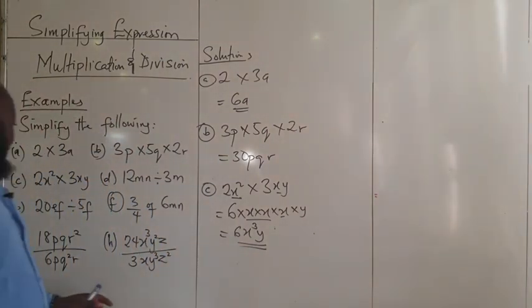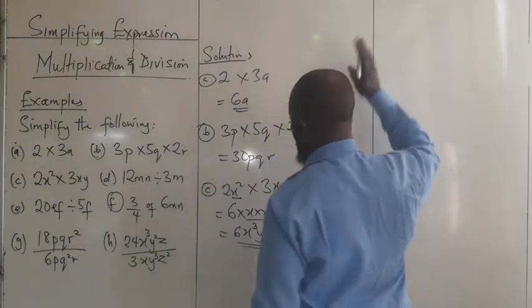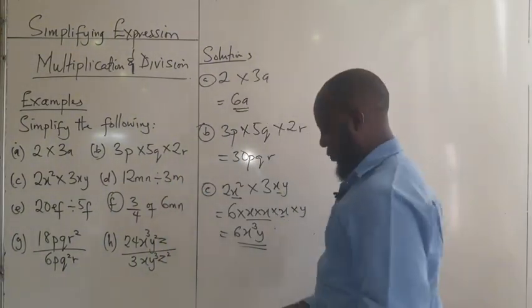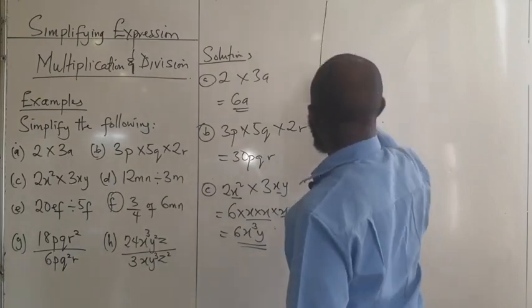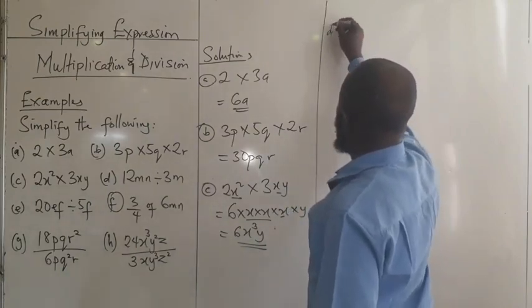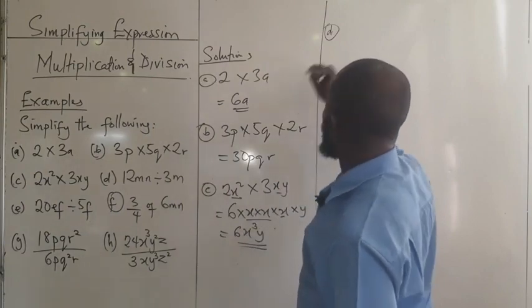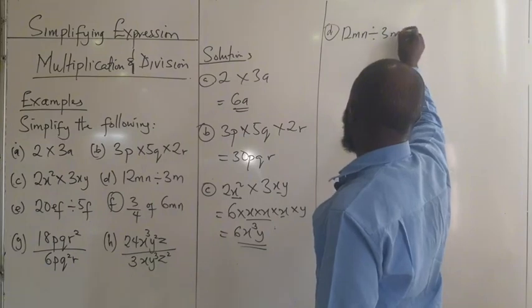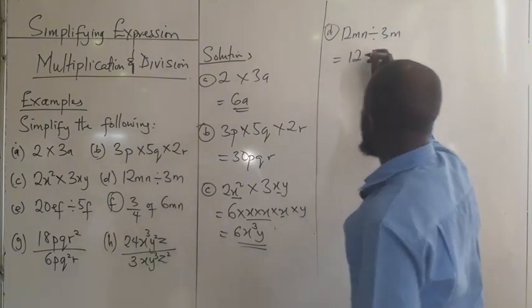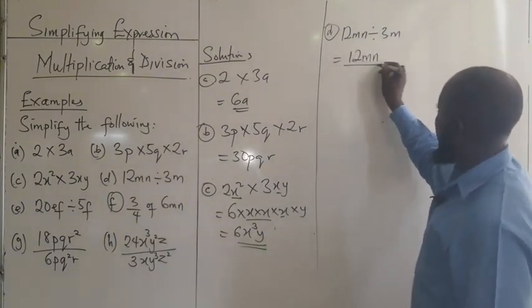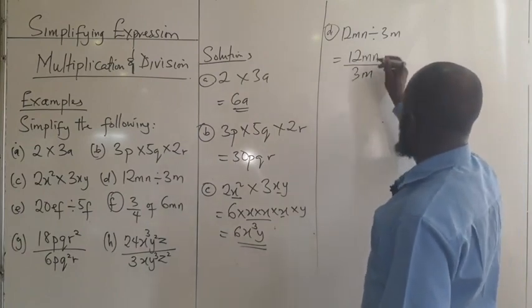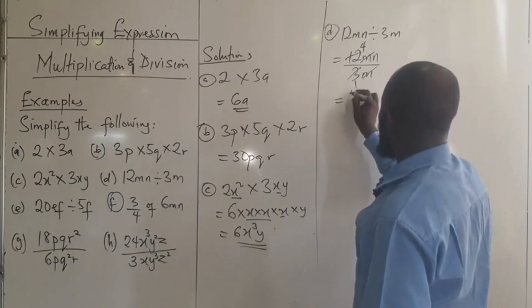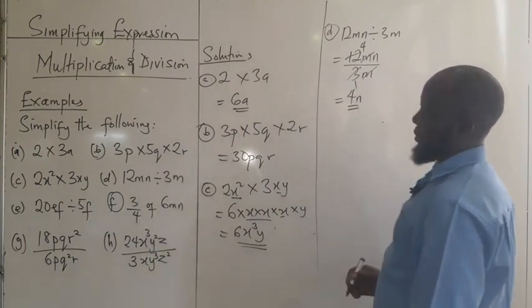Okay. Then for D, we have 12mn divided by 3m. So we can write this as 12mn all over 3m. So m, we cancel m. 3 here 1, 3 here 4. That gives us 4n.